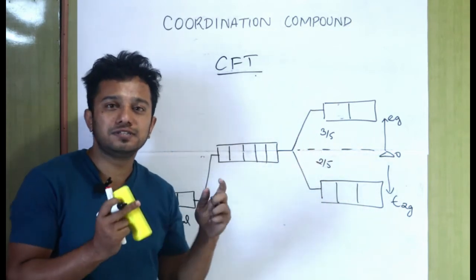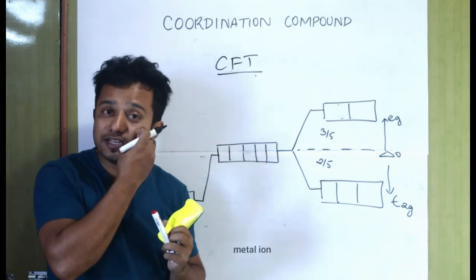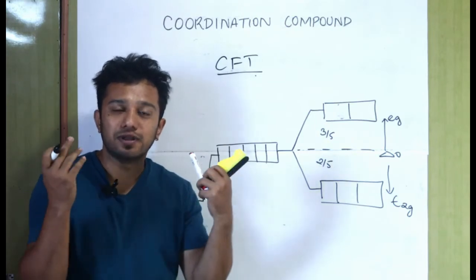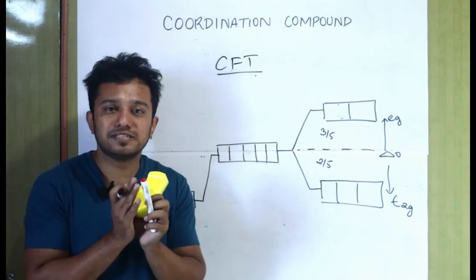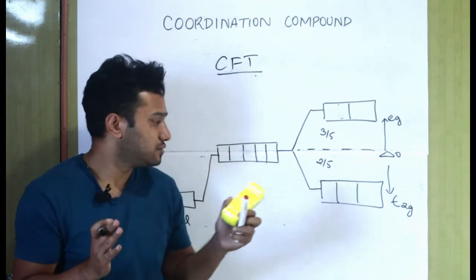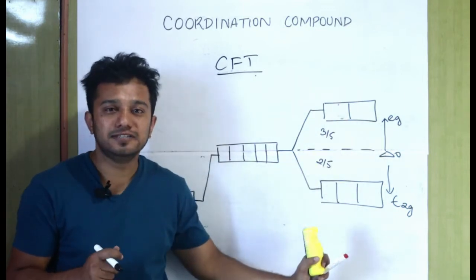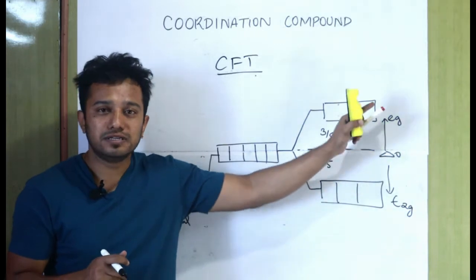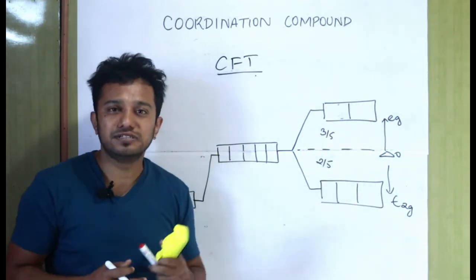eg. Why? Because the metal ion acts as a point charge. A point charge contains some electric field. These d orbitals also contain some electric field. So when they come closer to each other, there is a repulsion, and then there is a splitting of d orbitals. So the d orbitals out here split into t2g and eg. Out here delta naught is the energy gap between t2g and eg, and 3/5 and 2/5 is the energy separation.